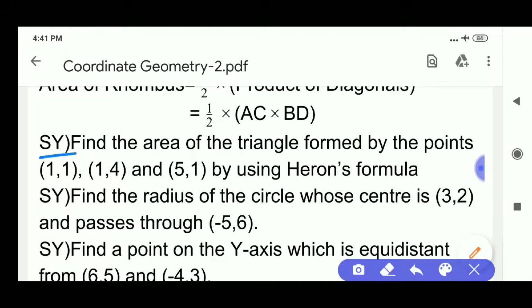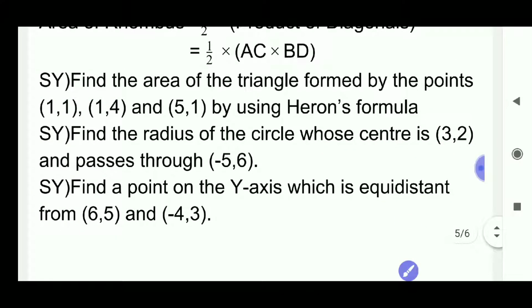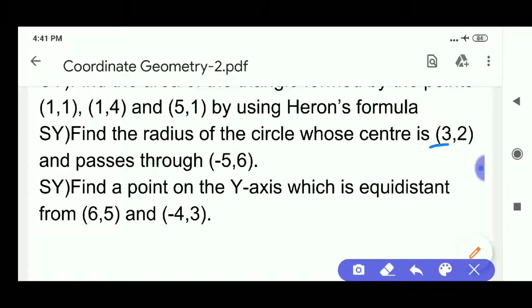Now, SY questions. That means solve yourself questions. Find the area of the triangle formed by the points using Heron's formula. We already solved this model question. One more question. Find the radius of the circle whose center is given and which passes through a point. That means in the circle, center is given and a point it passes through is given. If you find the distance between these 2 points, then it is nothing but its radius. It is a very simple question.